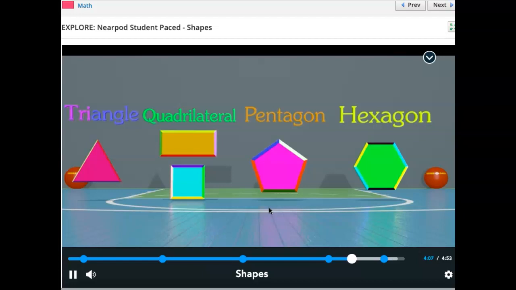Tri means 3. That's why a triangle has 3 sides and 3 angles. The word quad means 4. That's why a quadrilateral has 4 sides and 4 angles. Pent means 5, which is why a pentagon has 5 sides and 5 angles. And hex means 6, so it has 6 sides and 6 angles. Phew, that's a lot to remember.